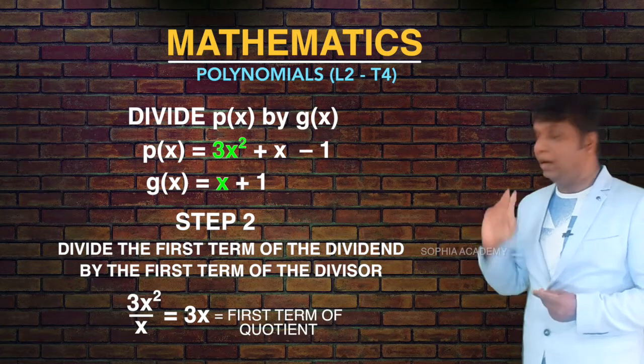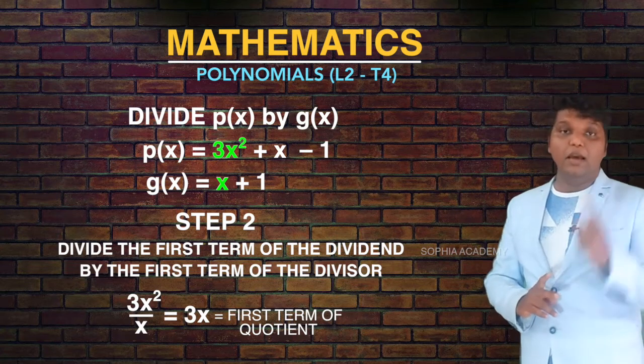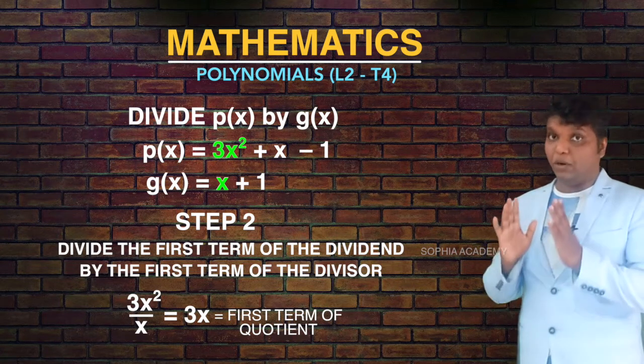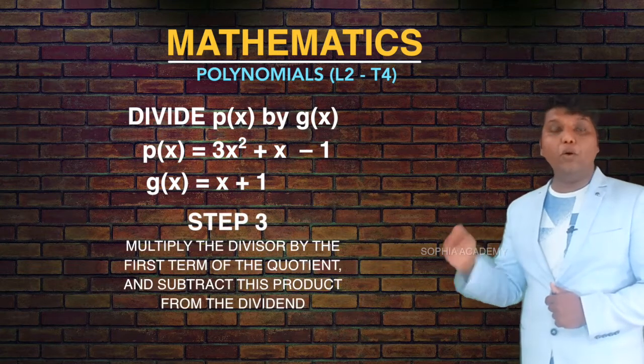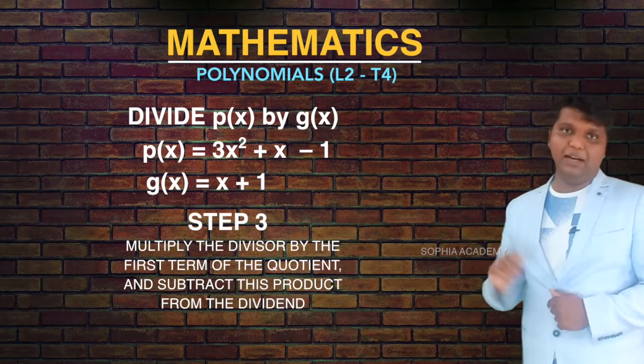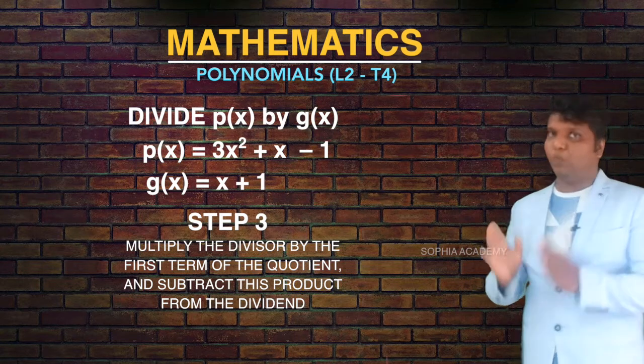So on the quotient part we will write 3x. Next one. So you got the quotient. You got the first term of the quotient. Now multiply this quotient by the divisor. What is the divisor? X plus 1 is the divisor.